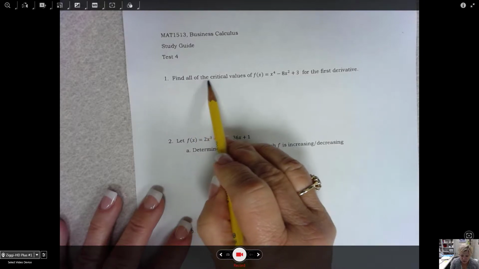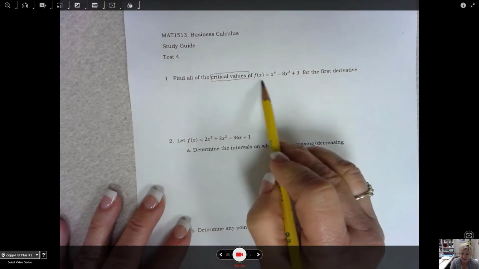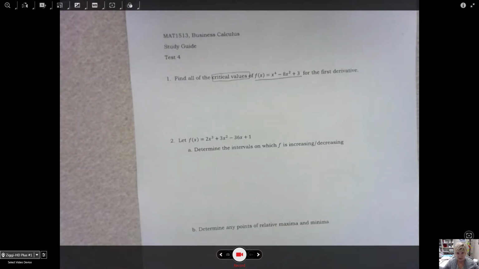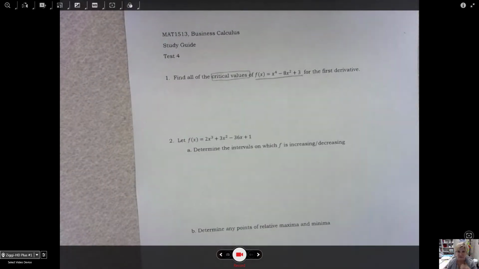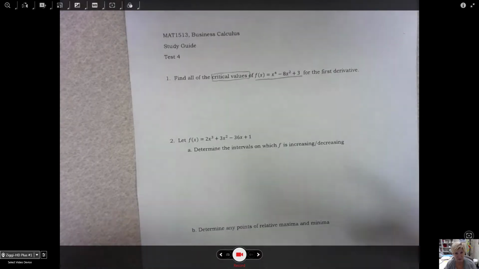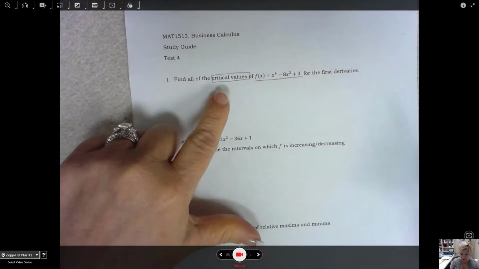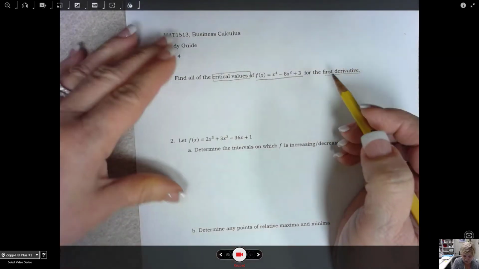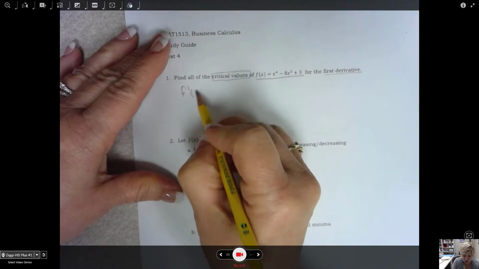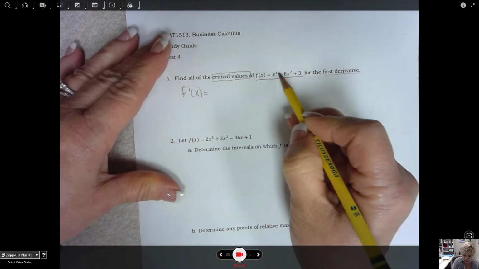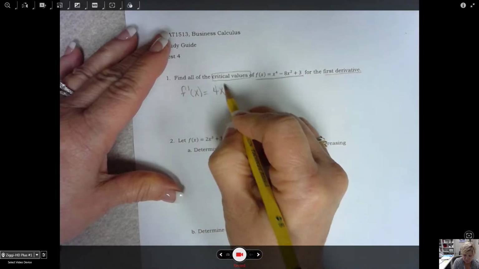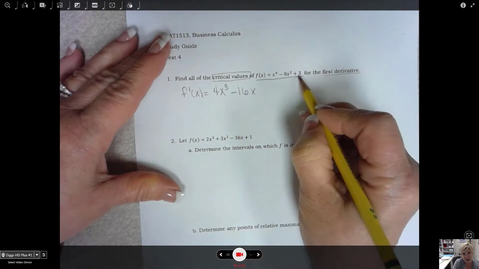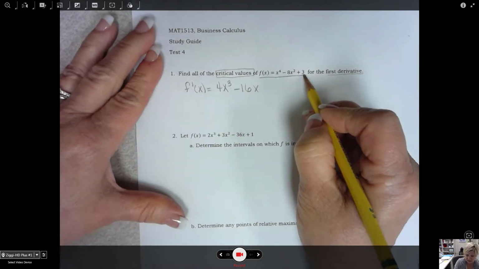Find all the critical values of this function. So we're always thinking or talking about a parent function, but you have to find the information from the derivatives. To find the critical values for the first derivative, you have to find first derivative first, right? So first derivative would be 4x cubed minus 16x plus 0, because the derivative of a constant is 0.